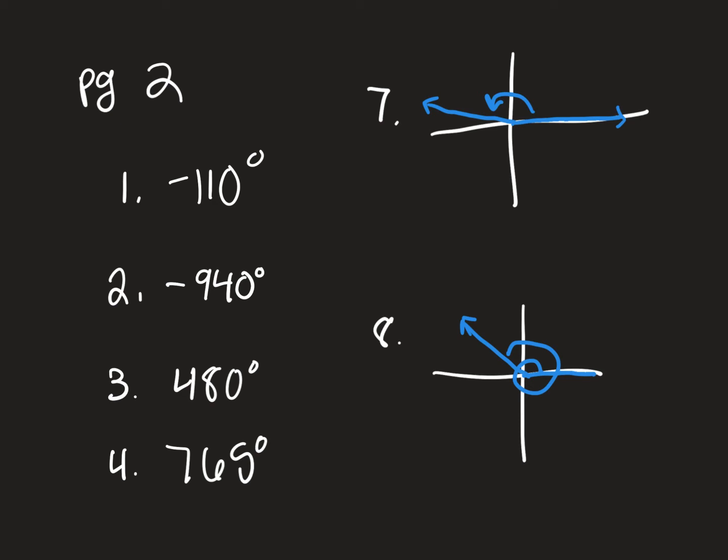Alright, so again, remember that if your angle is going downward, that means it's a negative angle. It's going in that negative direction. If it's going up, it's a positive angle. Your angles for 7 and 8 should look something like what I have drawn here. So 170 is about 10 from our 180 line here. Then number 8, 510.